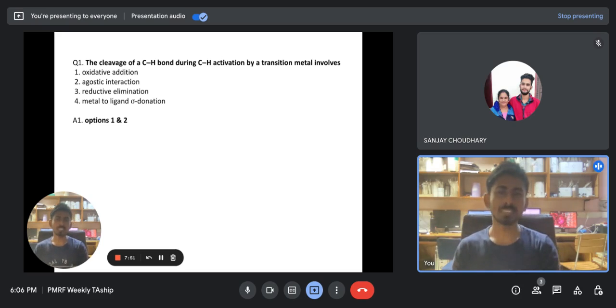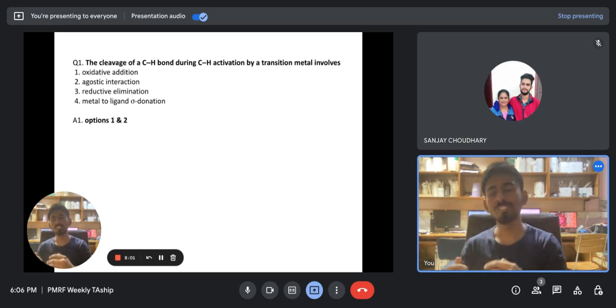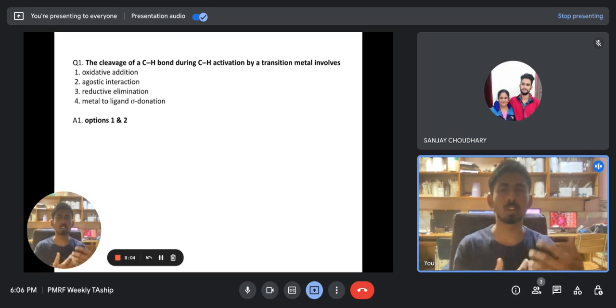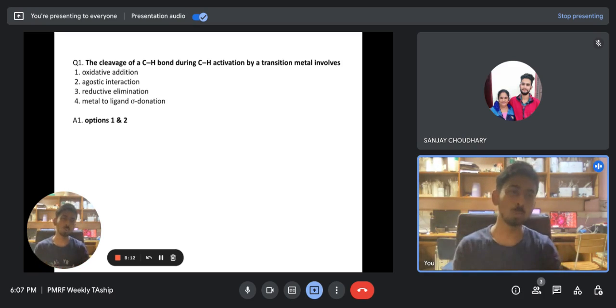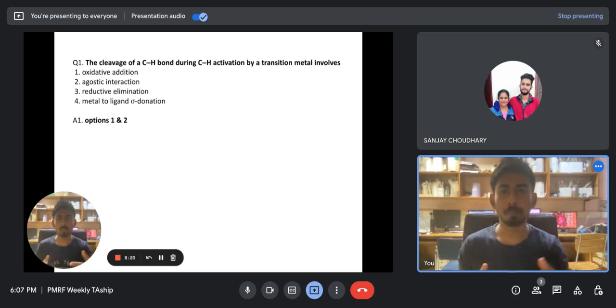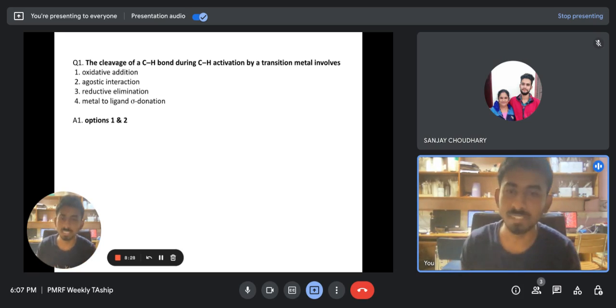Now, the metal to ligand sigma donation does not have a significant effect on C-H bond activation. It actually stabilizes the metal center when the extra electron density is shifted from the metal to the ligand framework. And in the case of reductive elimination, what happens? Two moieties are there. One may be an alkyl group and the other may be a halide, or one may be an alkyl group and the other a hydride. These two groups can combine and leave the metal in an oxidation state less than the present oxidation state. So it is actually the reverse of the oxidative addition reaction.